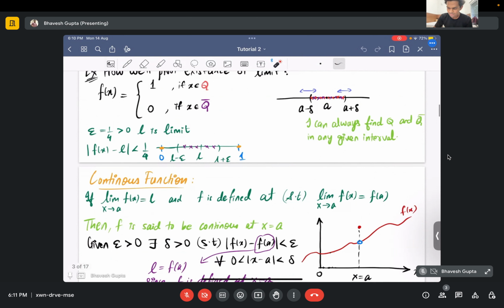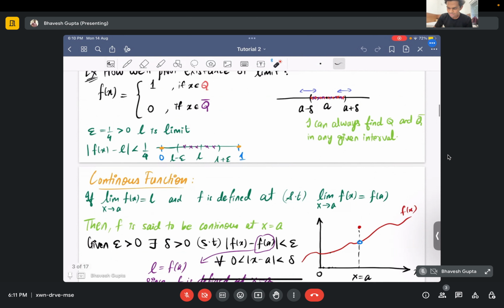There is one special point in which this function is continuous, and that special point is over here at the center. You can see at the center, no matter my function is real, so no matter my function is irrational or rational, it is still very close to zero.